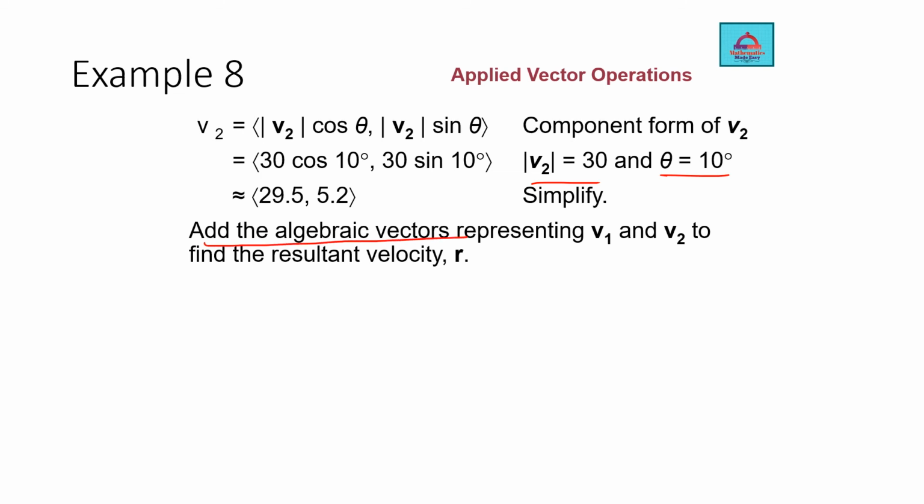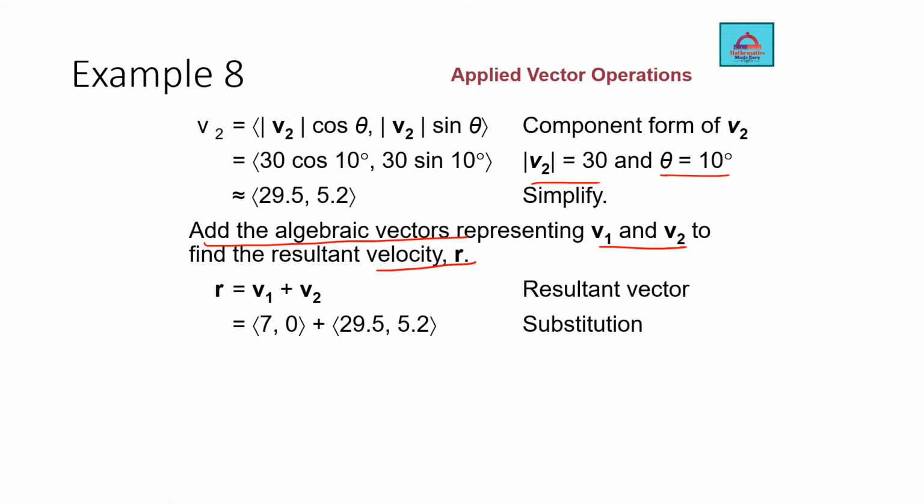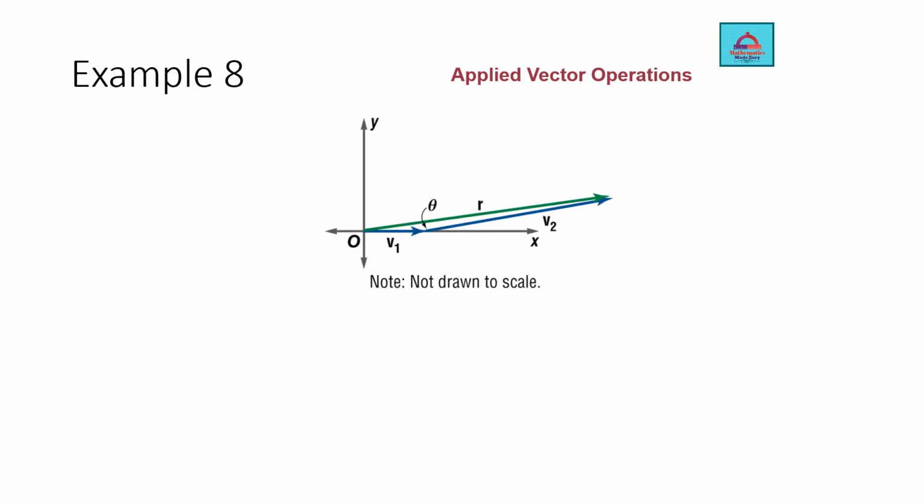So when we add the algebraic vectors v1 and v2, we get the resultant velocity r, and you get it by adding the horizontal with horizontal, vertical with vertical. So if you see, 7 plus this would give you 36.5. However, adding 0 to this does not change it. So this is the resultant. And now we need to get its direction.